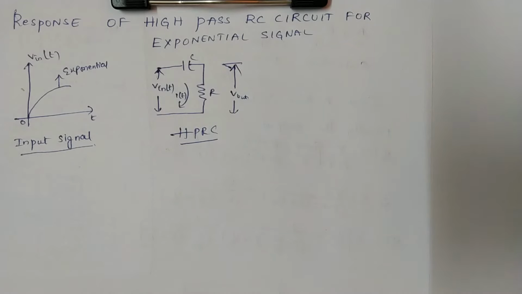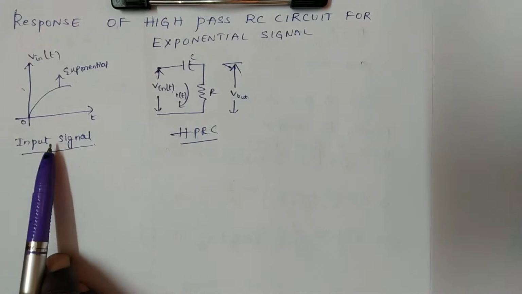Hi everyone. Today's topic is the response of the high-pass RC circuit for an exponential signal. In the previous class, we saw the response of the low-pass RC circuit for an exponential signal, and we derived the output expression, that is, the voltage across the capacitor. Using that, we can also find the response of the HPRC circuit for an exponential signal.